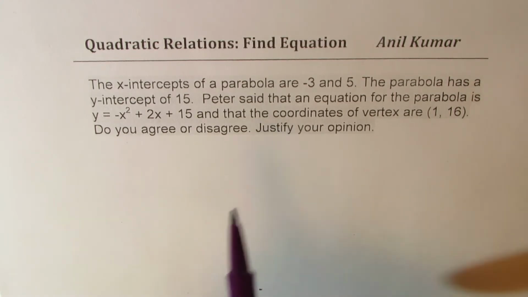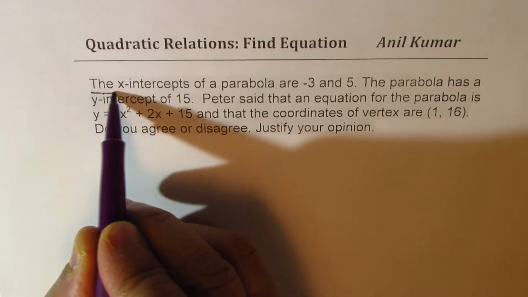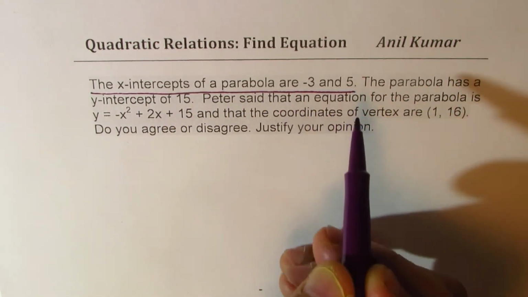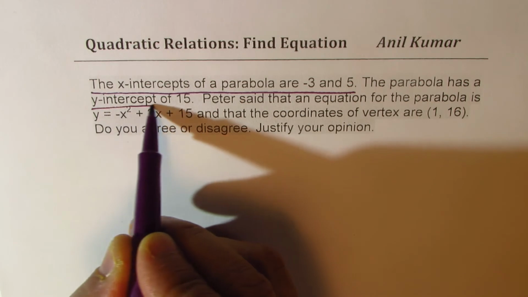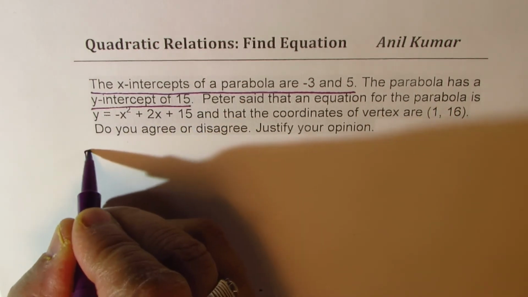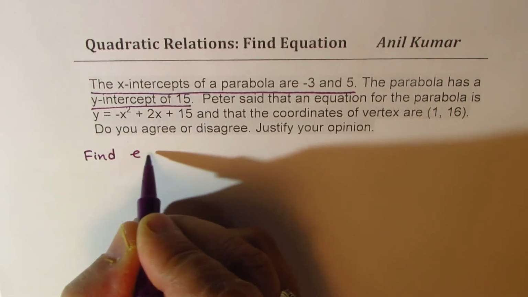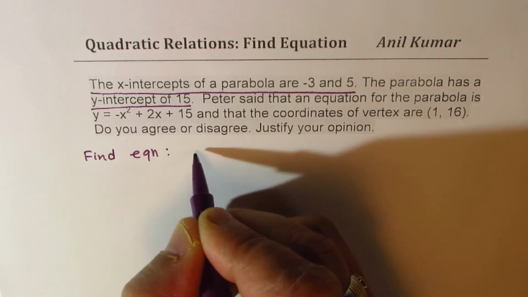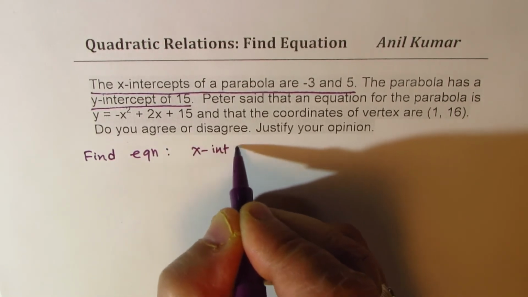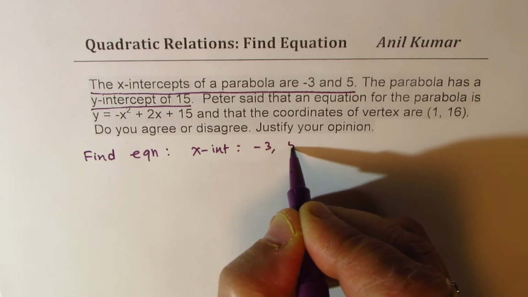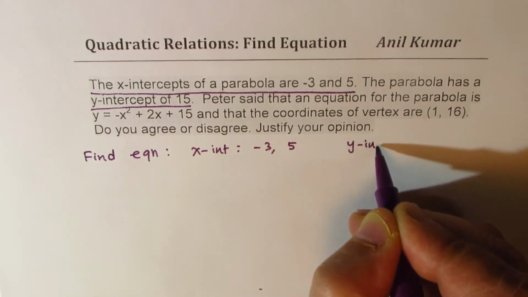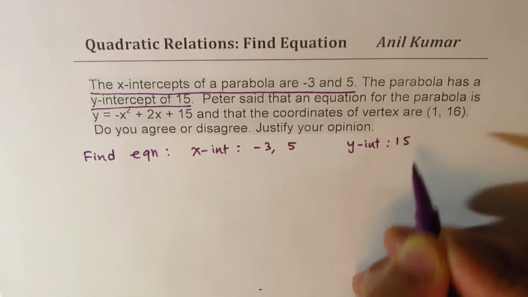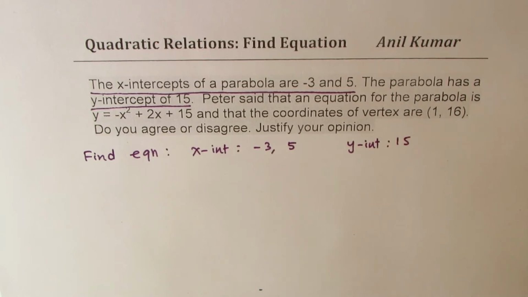What should you be doing? What we should do here is that the x-intercepts of the parabola are given to us, the y-intercept is given, right? So the question basically is to find the equation where we know the x-intercepts are at minus 3 and 5 and the y-intercept is at 15, correct? So that is the whole idea. So how do you find the equation when you are given x-intercepts? We are going to use the factored form, correct?